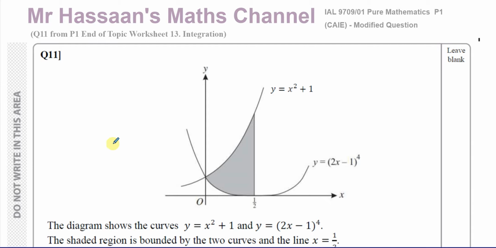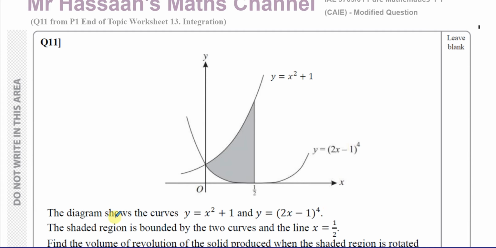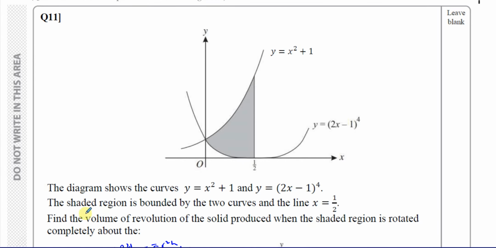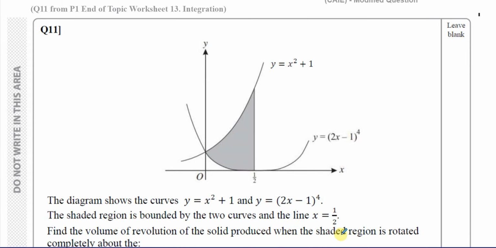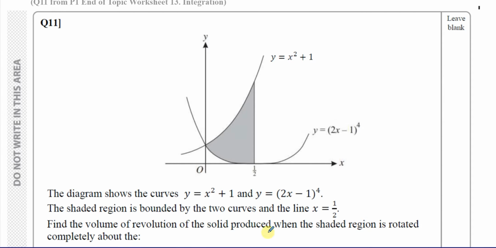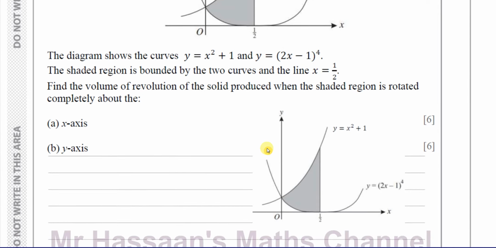So first of all, it says the diagram shows the curves y equals x squared plus 1 and y equals (2x minus 1) to the power of 4. The shaded region is bounded by the two curves and the line x equals a half. Find the volume of revolution of the solid produced when the shaded region is rotated completely, about the x-axis and then about the y-axis. So let's start with the x-axis.